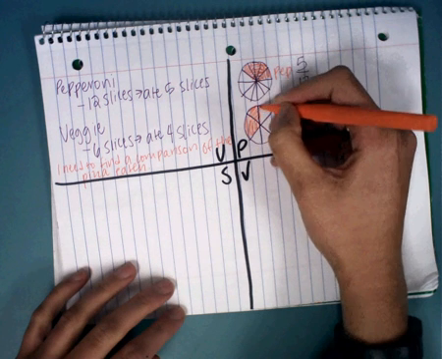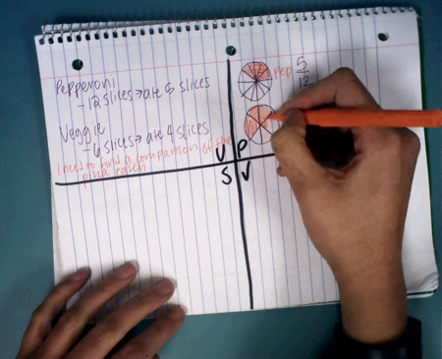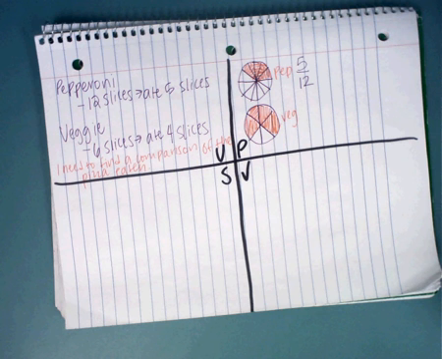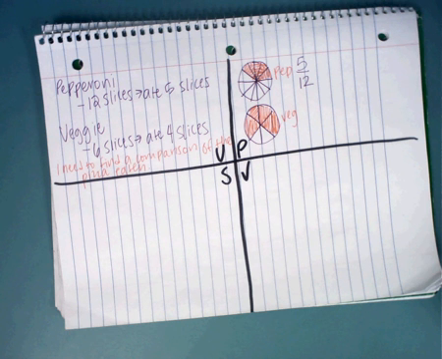Does that look like more than half or less than half? Well, it looks like more than half. And do you remember how many sixths are equal to 1/2? 3, right? 3 slices are less than half. I mean, are equal to half.